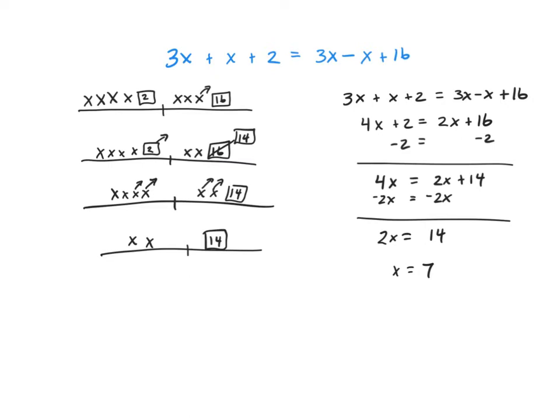We have 3 times x, 3x, which is 3 times 7, 21, plus another 7. That gives us 28, plus 2. That gives us altogether 30 on the left-hand side. And on the right-hand side, we have 21 minus 7, which is 14, plus 16 more, which is also 30. So our check, 30 equals 30.